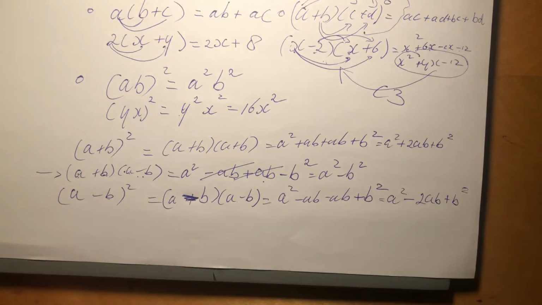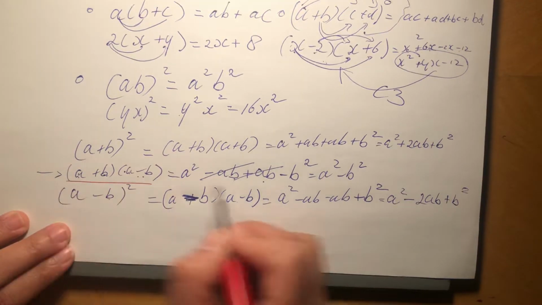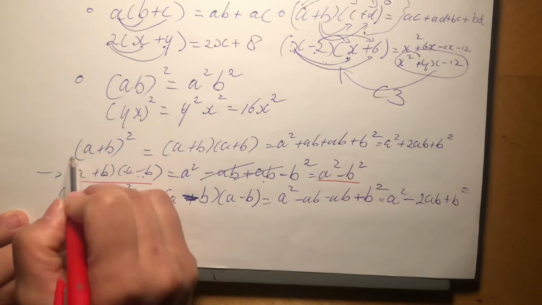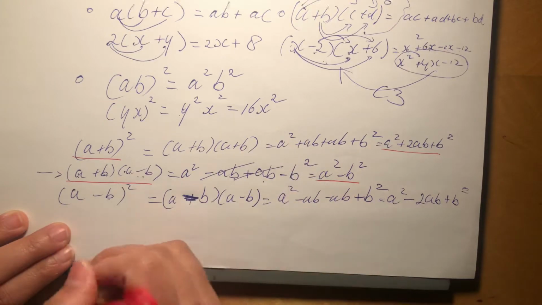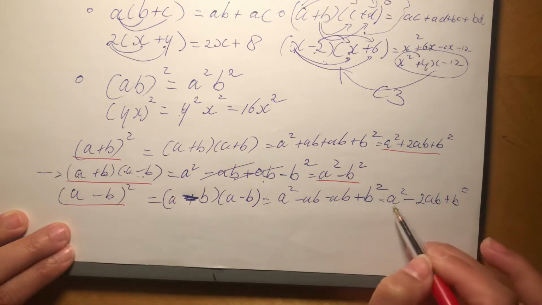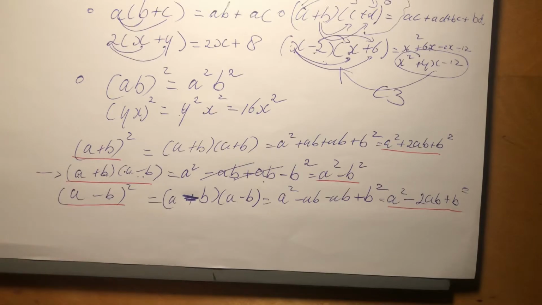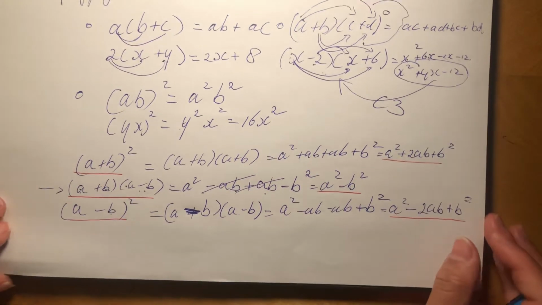So remarkable products, you actually just got to remember that this becomes this. This becomes this. You're not going to do this anymore. I'm going to show you in an example why and how. So let's look at the examples now.